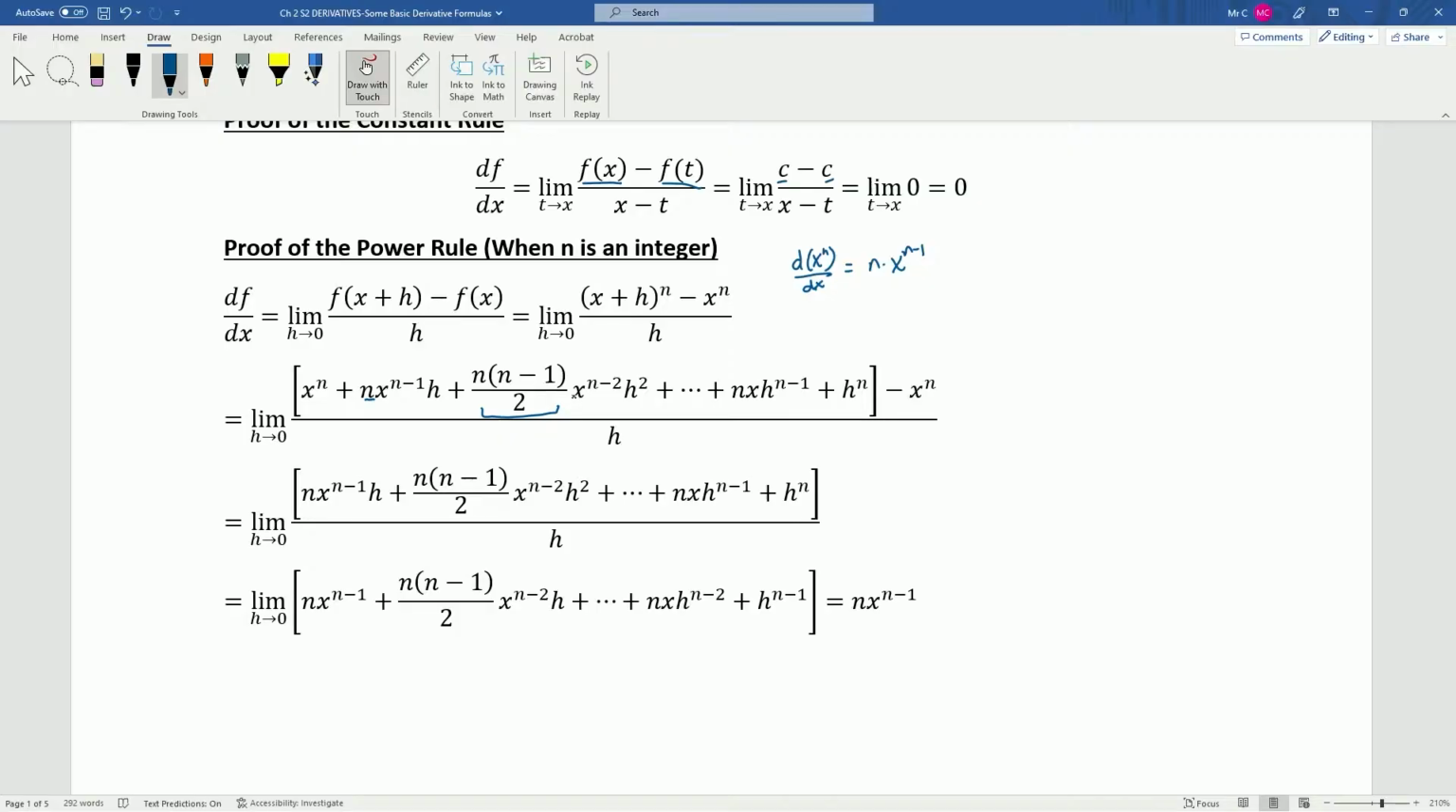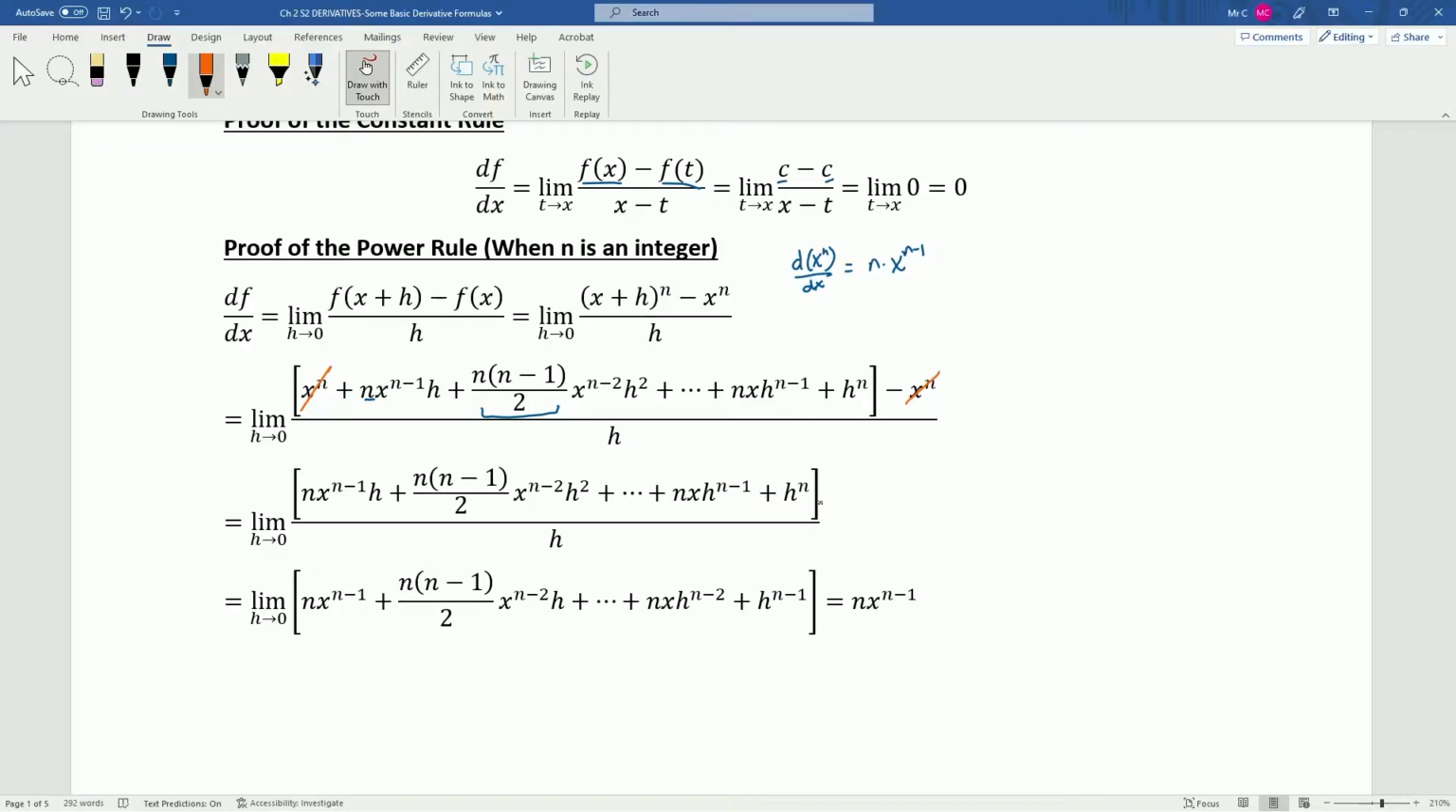But let's go ahead and take a look at what we get when we subtract here. So we get x to the n minus x to the n. And so now we've got n times x to the n minus 1 h plus n times n minus 1 over 2 times x to the n minus 2 times h squared plus and so on, plus n x h to the n minus 1 plus h to the n.